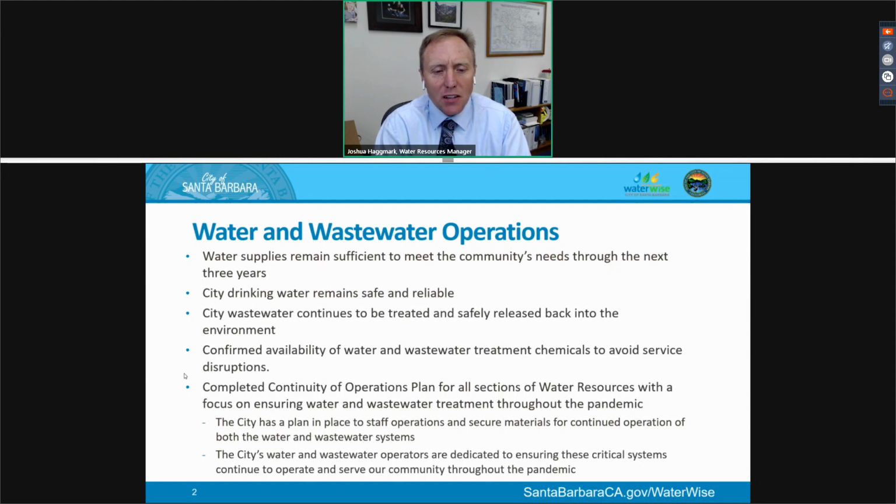We've also completed a continuity of operations plan for water resources, which really dives into the details of how we would and will respond as the pandemic continues to unfold. The city has plans in place to keep its operators safe and to secure materials. And with that, depending on the availability of operators, how we would prioritize operations. So that's kind of our playsheet.